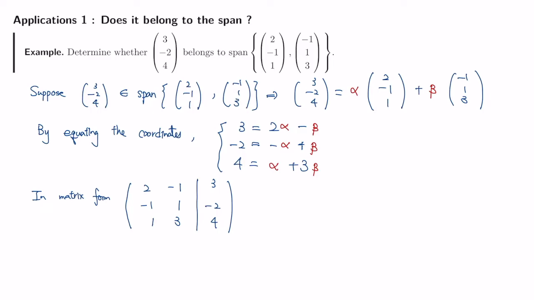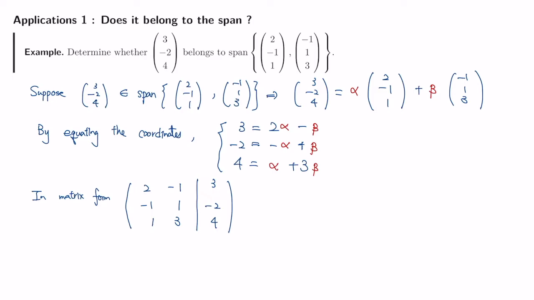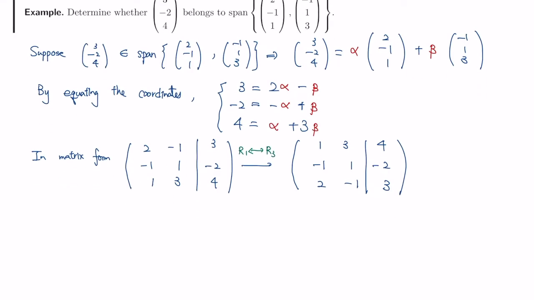The first thing we do is try to make this entry become 1. The easiest way is to swap the first row and the third row, i.e. swap the first and third equation. So if I swap them, I get (1, 3, 4), and (2, -1, 3), and then (-1, 1, -2). I didn't do anything, I just swapped the first row and the third row. And now let us conduct Gaussian elimination. We want to kill these two entries here. This entry is easy to kill. We simply add the first row to the second row.